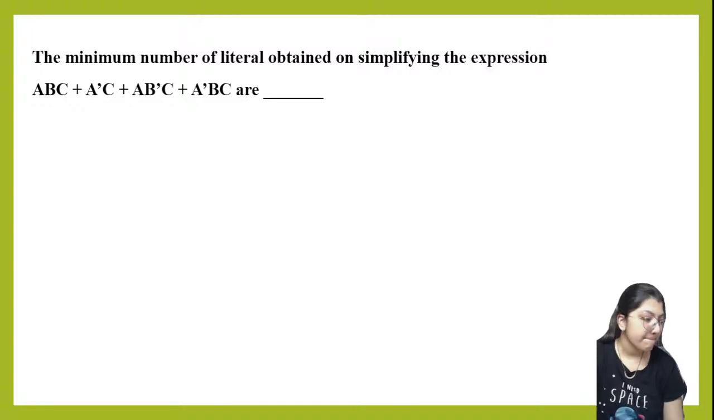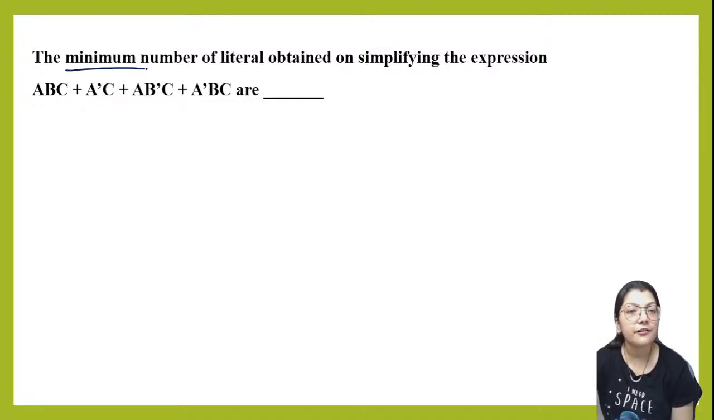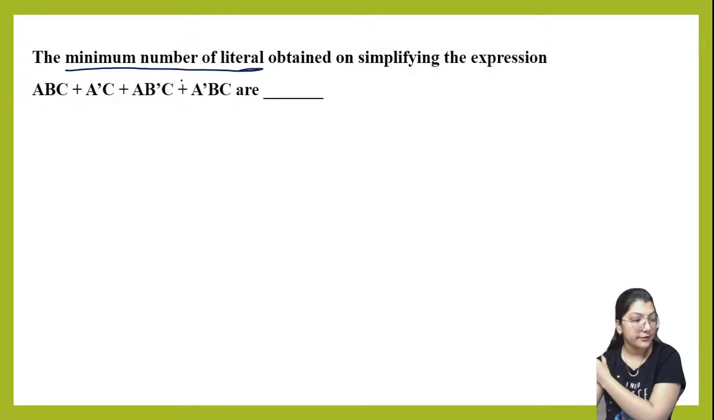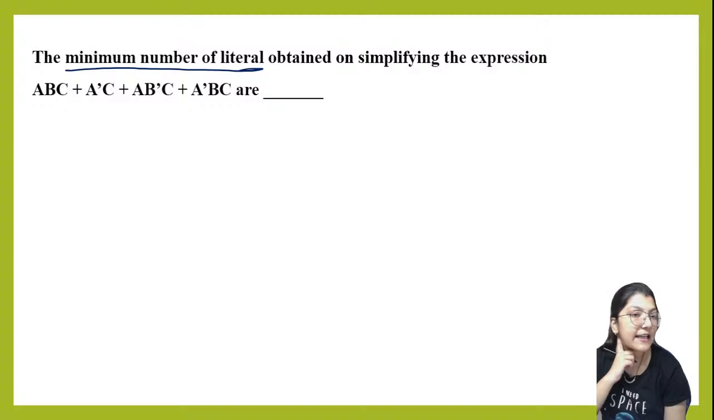This is the question. Try this question, it's very easy. The minimum number of literals obtained on simplifying the expression. So this is the expression given to you. You have to simplify it and tell the minimum number of literals obtained. Literals they're asking, not min terms. The expression is ABC plus A complement C plus AB complement C plus A complement BC. You have to simplify this expression and tell the minimum number of literals.